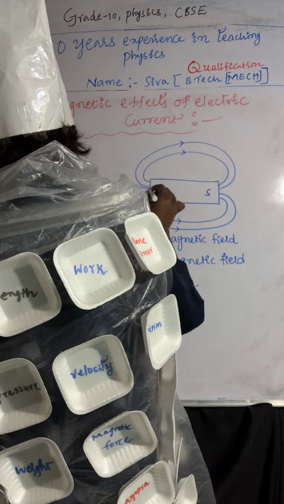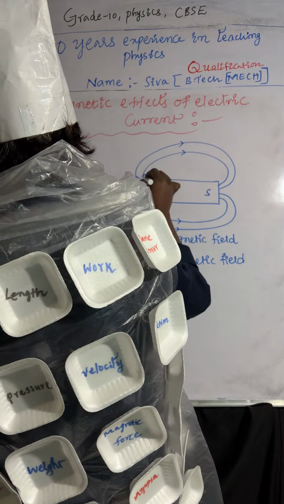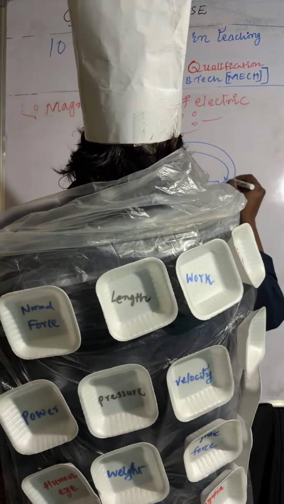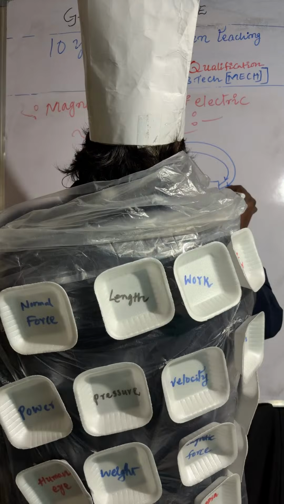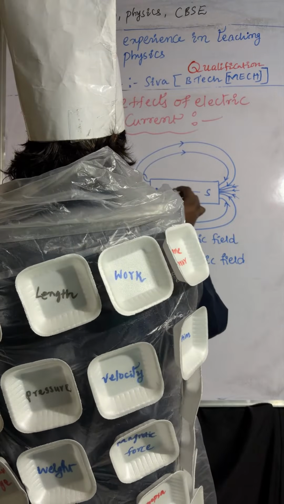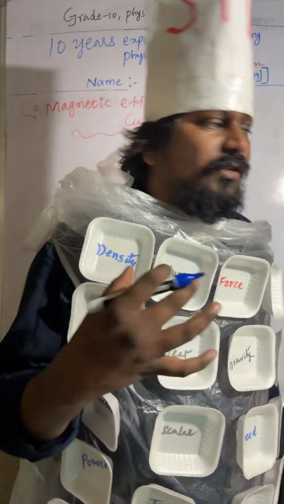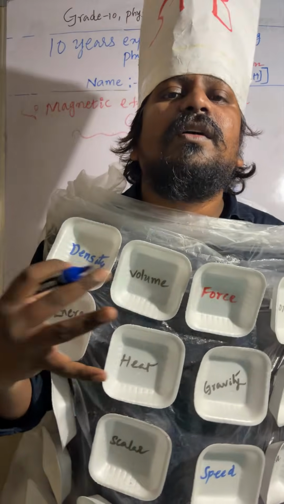So you can observe here. Outside of the bar magnet, the magnetic field will be like this. Coming to the inside of the bar magnet, the magnetic field will be south to north. So this is very, very important. These are closed loops. Magnetic field lines are closed loops.